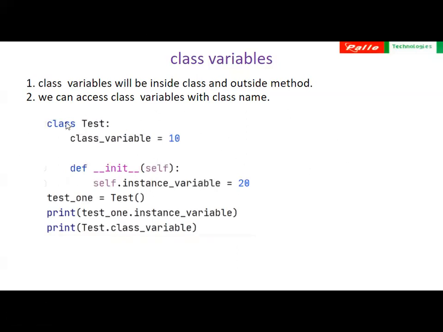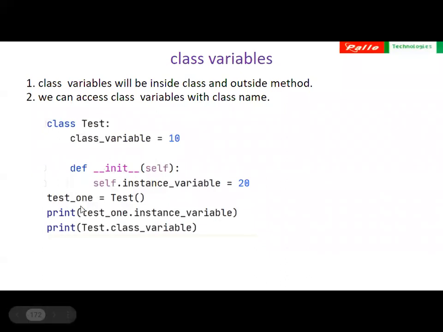Now in this class Test, do I have any class variable? Yes, we can see that clearly. We have named it class variable. So is it a class variable? Why is it a class variable? Because it is inside the class and outside the method, or here, outside the constructor.